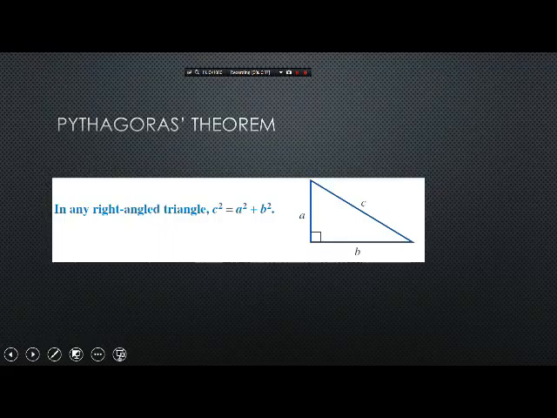One last reminder, if we're given a right angle triangle and we're not given any angles, remember we can use Pythagoras' theorem, c squared equals a squared plus b squared, to find any of the lengths that we need.